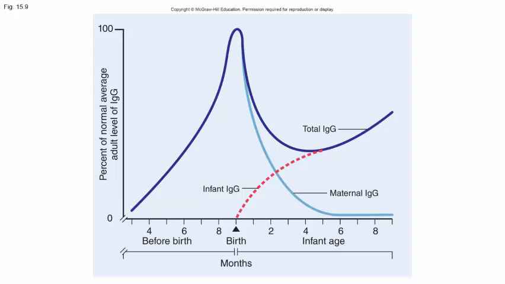Take a look at the chart you see right in front of you. This shows the immunoglobulin G levels in the fetus and infant. So what you have to see here is this. Before birth, you're going to have a certain spike in the normal average adult level of IgG. The infant's going to start picking up, and the maternal IgG levels will start going down.